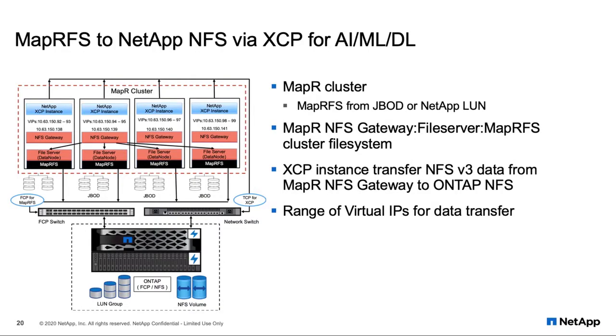For this demo, we have set up the following environment: a MapR 4-node cluster using MapR File System from JBOD or NetApp LUN, MapR NFS gateway data accessed through the MapR File Server service, a NetApp XCP software instance to enable data transfer from the MapR cluster NFS gateway to NetApp ONTAP NFS, a range of virtual IPs for data transfer, and NetApp ONTAP A800 with NFS volumes to be the destination for the deployment of XCP.